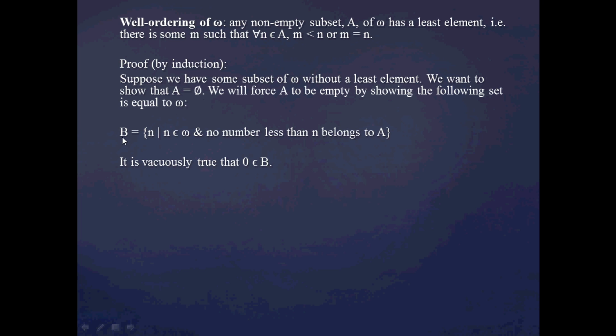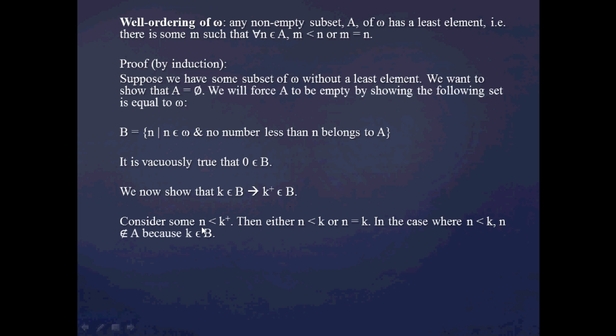So we're now going to show that B is inductive. First we ask, is 0 in B? It's vacuously true that 0 is in B, because if you substitute n equals 0, no number less than 0 belongs to A. There are no numbers less than 0. So 0 is in the set B. Now we're going to show the inductive inference that k is in B implies that k plus 1 is in B.